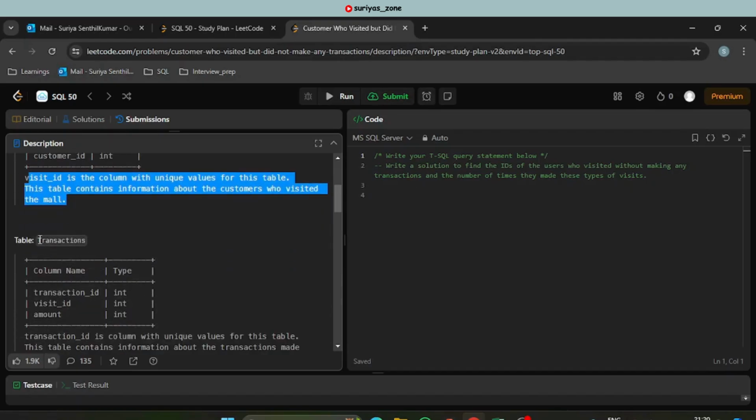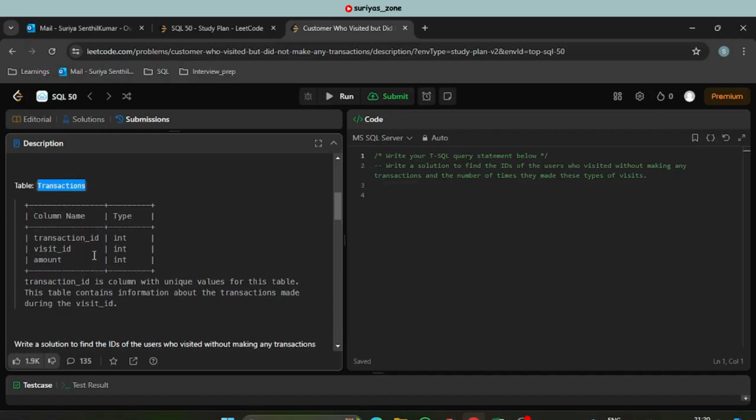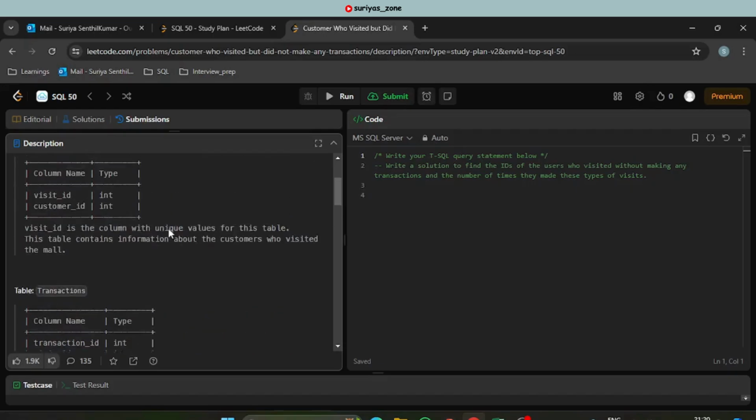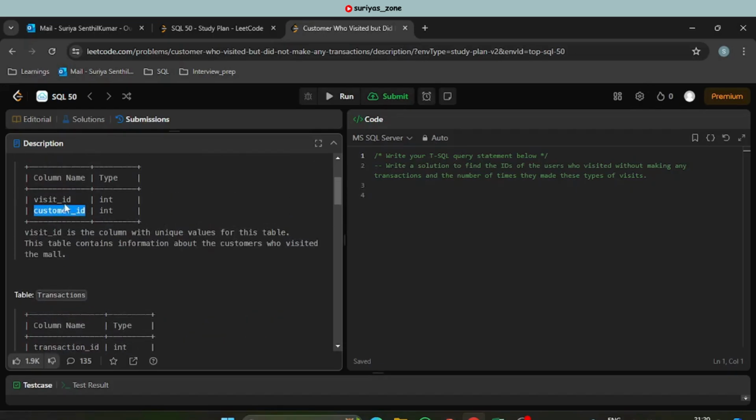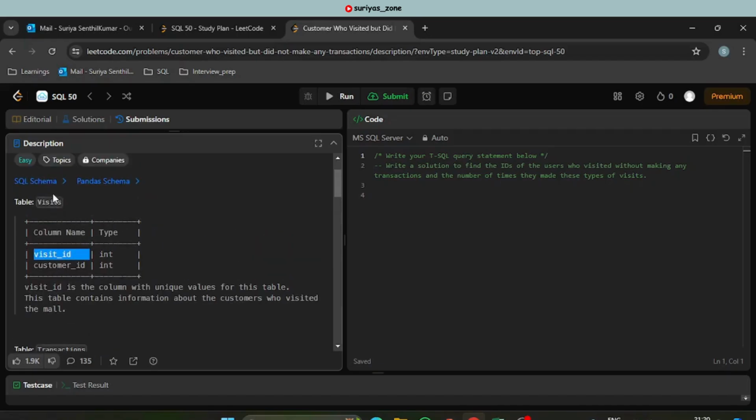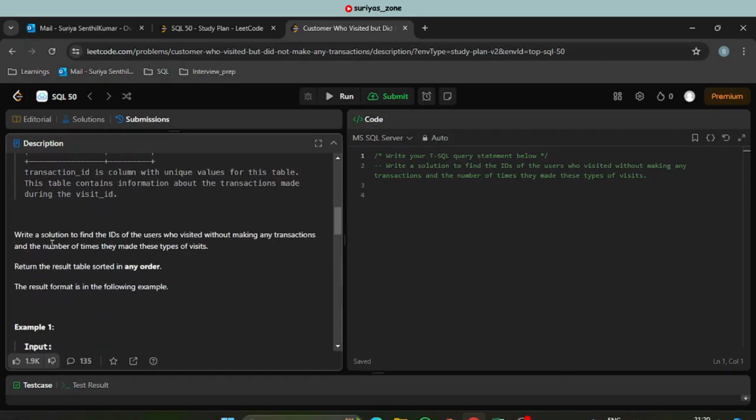Okay, and then the next thing is we have a transaction table. We have attributes like transaction ID, visit ID, and amount. And in this table, transaction ID is the unique value, and this table contains the information about the transactions that were made by the customers using the visit ID that they have in the visits table. Okay, so now let's dive into the problem statement.